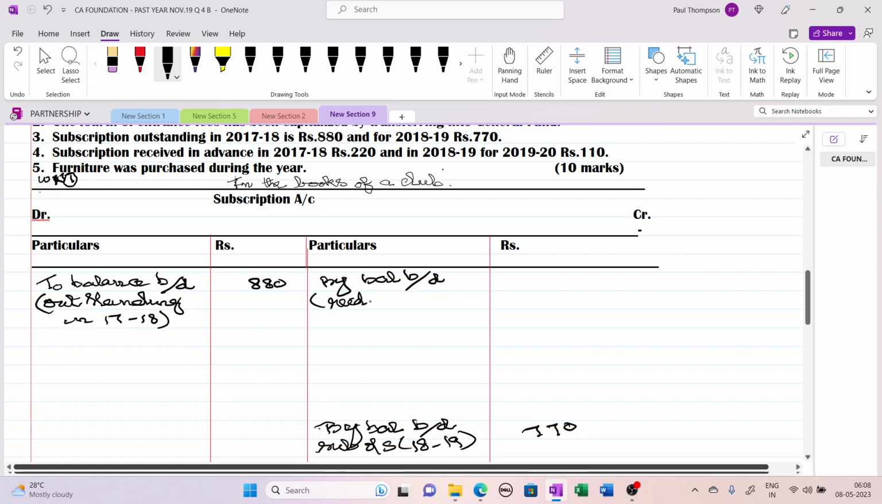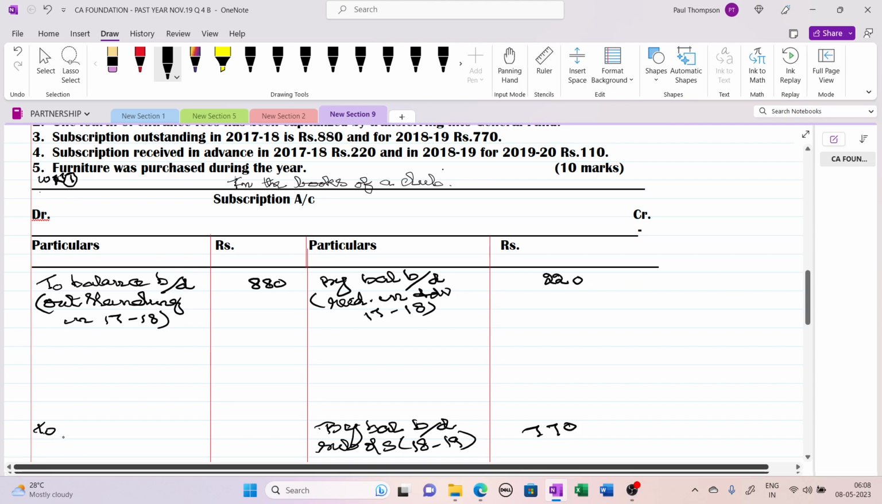Subscription, I am not writing in total. You write subscription received in advance in the year 1718. So in the year 1718, subscription received in advance is the opening balance, so you are going to write it here. This year whatever you have received in advance will appear on the opposite side. Always the closing balance will appear on the opposite side. Then only you will have the balance.